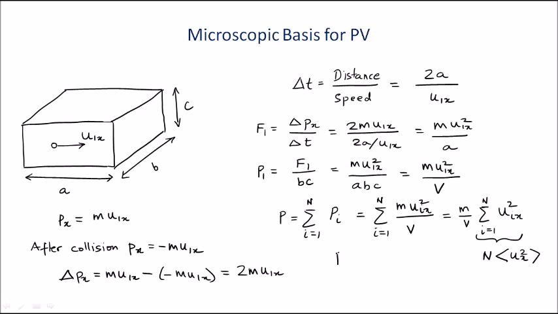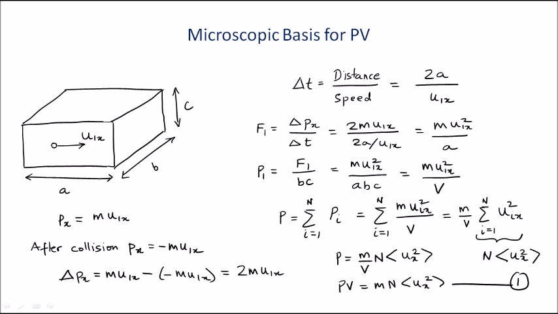So P can be written as m by V multiplied by n multiplied by the average of ux squared. By rearranging, we get PV is equal to m n average of ux squared. Let us call this equation 1.